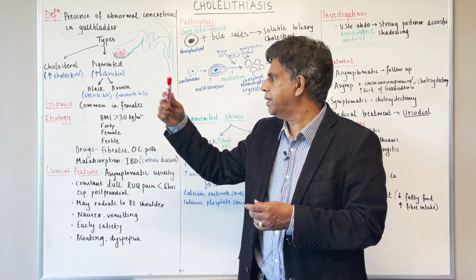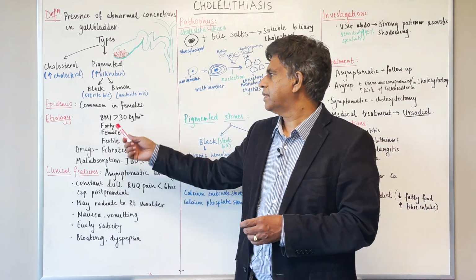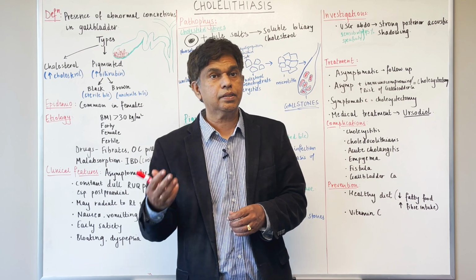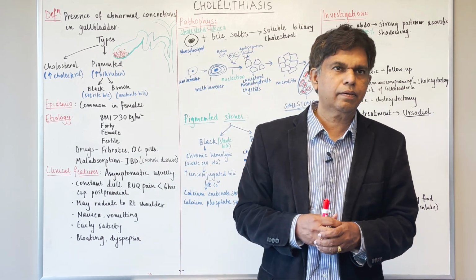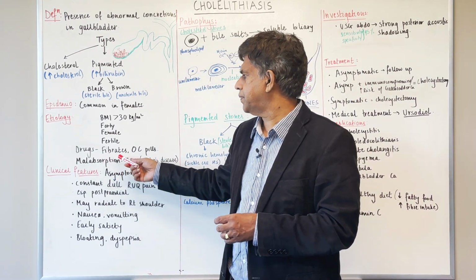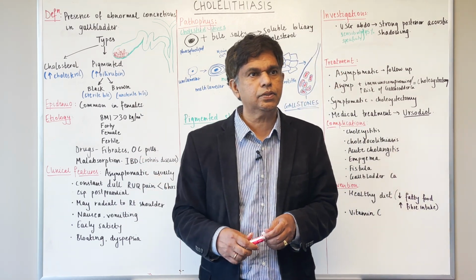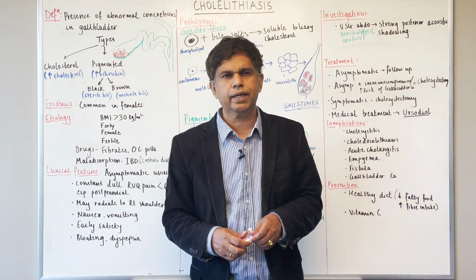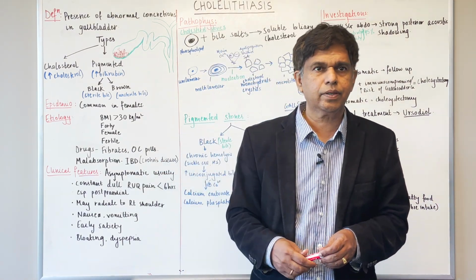So I would say start with BMI greater than 30. Okay, and then 40, female and fertile. Then you can say pregnant female is very high, right? And the drugs, like contraceptive pills also. Got it. Okay, malabsorption, inflammatory bowel disease, Crohn's disease, I think around 10% of them can have gallbladder stones.